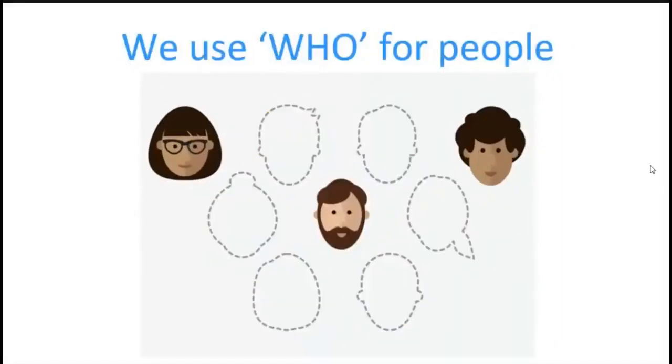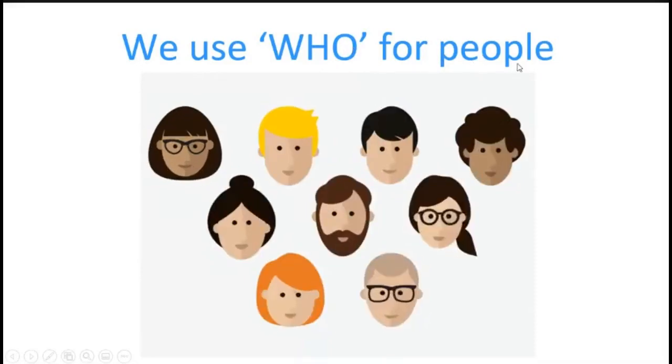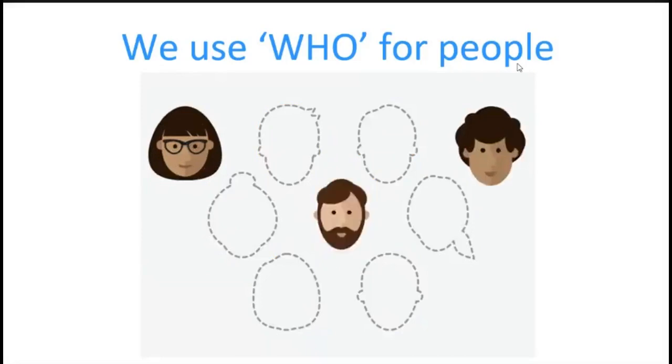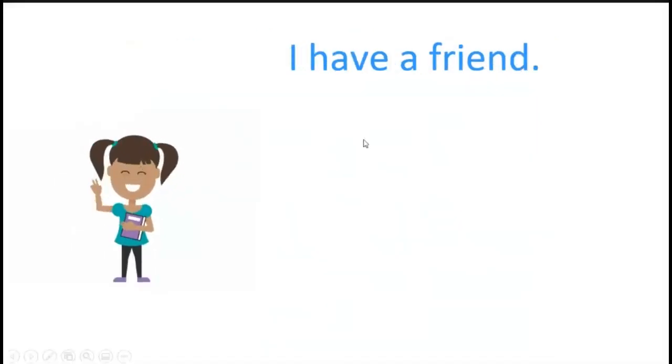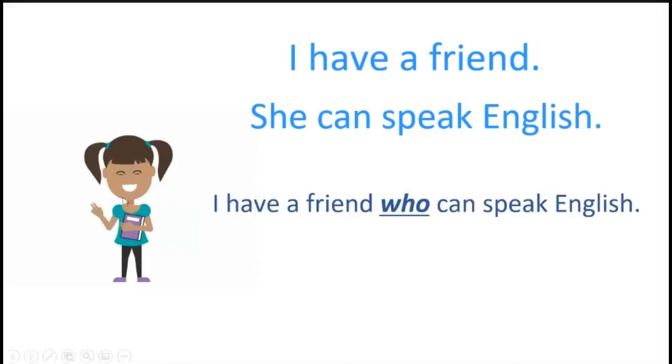We use who for people. Who'yu kişileri betimlemek ve onlarla ilgili ekstra bilgi vermek için kullanıyoruz. Look at the first example. I have a friend. She can speak English. There are two sentences. İki cümle var burada. I have a friend and she can speak English. We can combine these sentences with who. Who ile bu iki cümleyi birbirine bağlayabiliriz. I have a friend who can speak English.